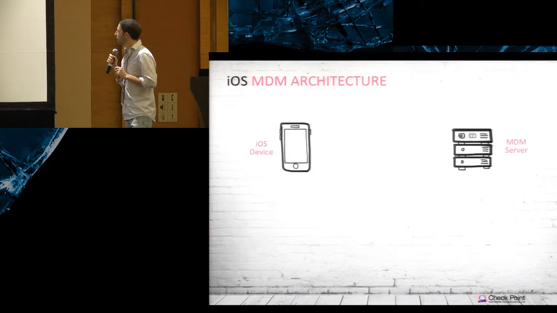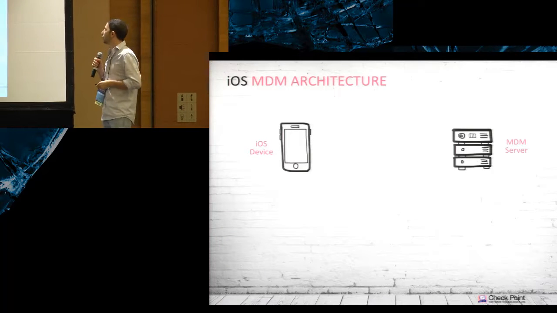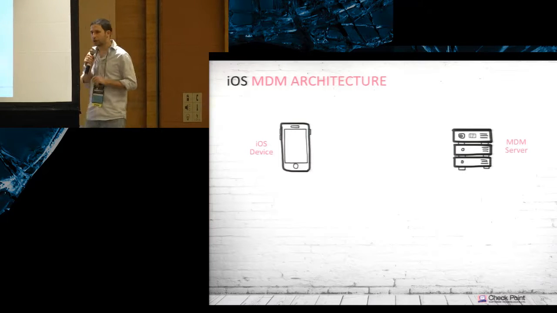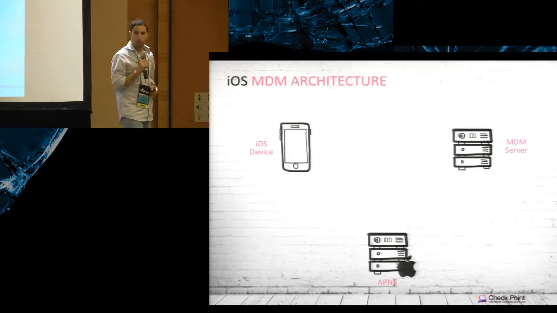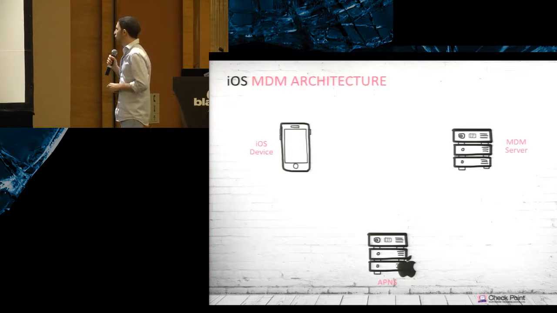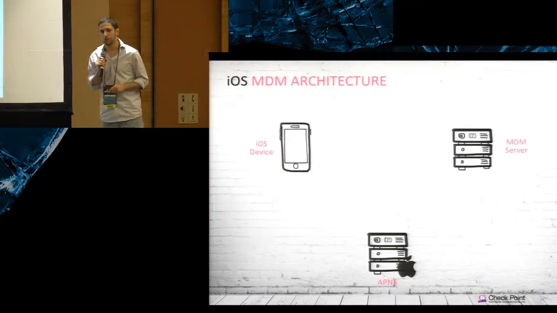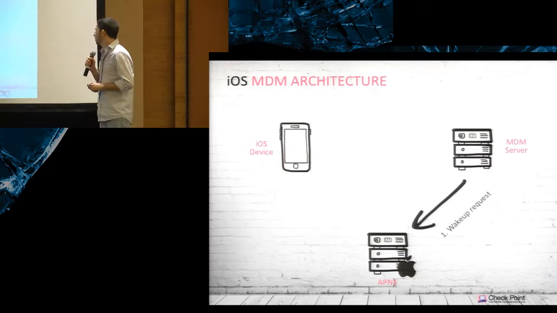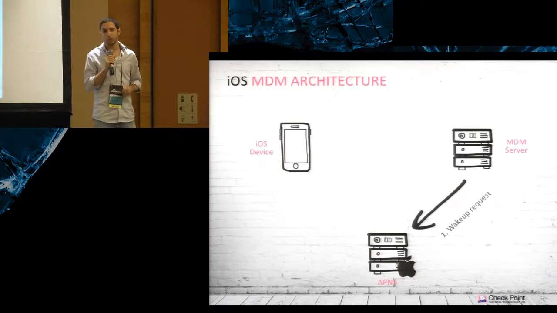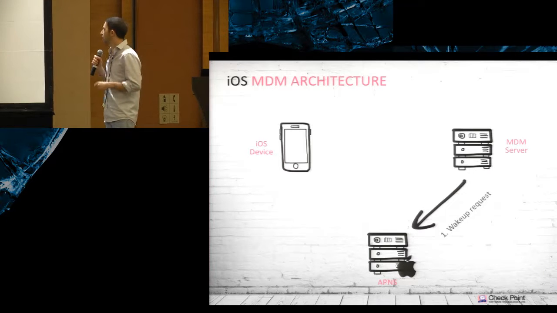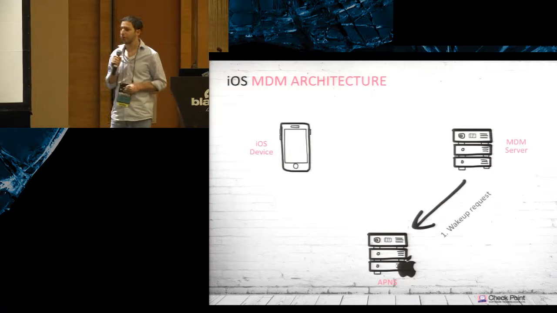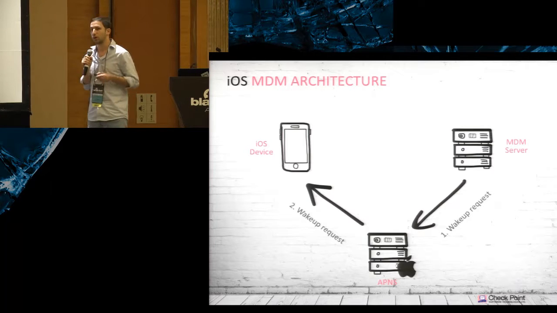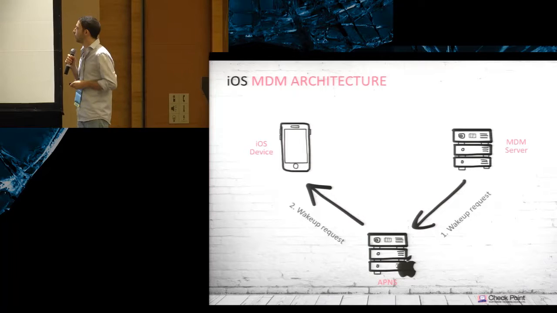So let's talk now a bit about the architecture of the MDM. An MDM server cannot initiate a connection to an iOS device. It must go at first through APNS, Apple Push Notification Server. This is a server which is owned by Apple. So the MDM server, when it wants to talk to a device, will send a wake-up request to the APNS server. The APNS server will proxy the command to the iOS device. It's the only one that can start the communication with an iOS device.